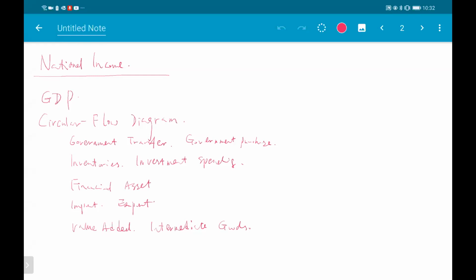So let's start with the summary. We have covered 3 chapters in this module. The main theme in this module is measurement. This is a measurement about our macro economy, right? So we started with national income.